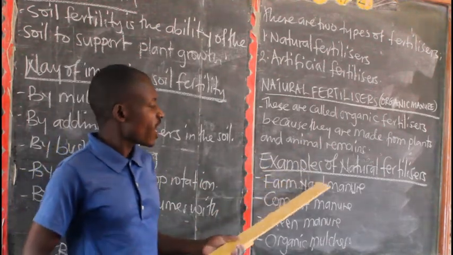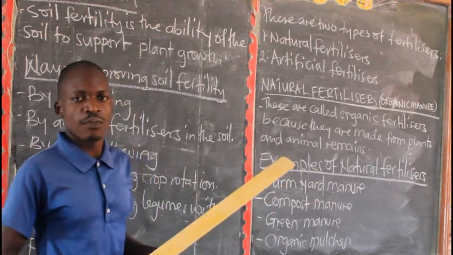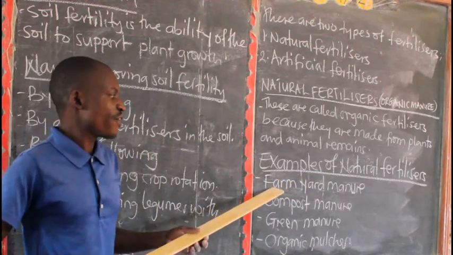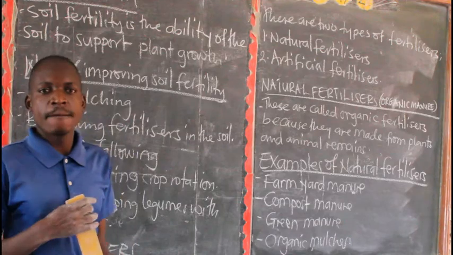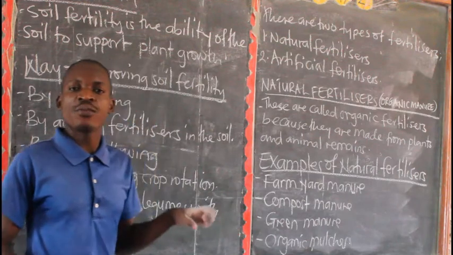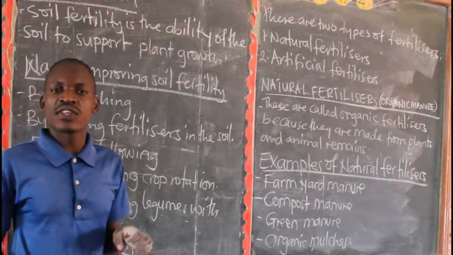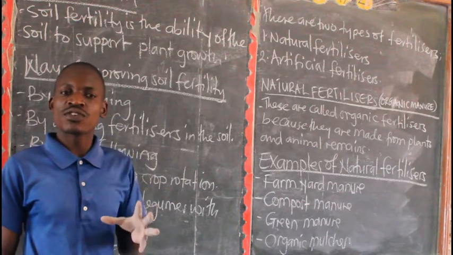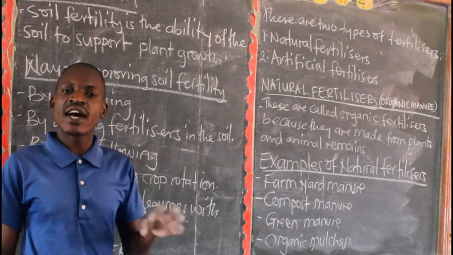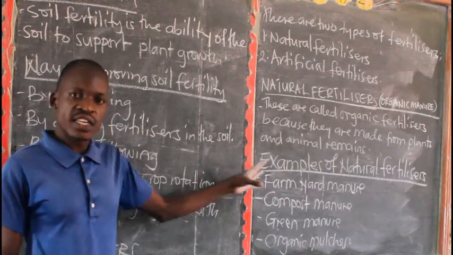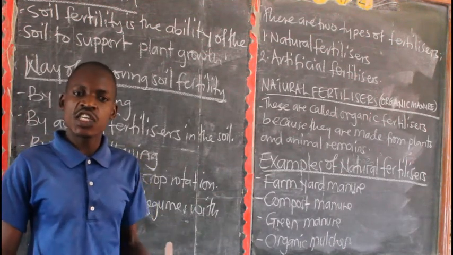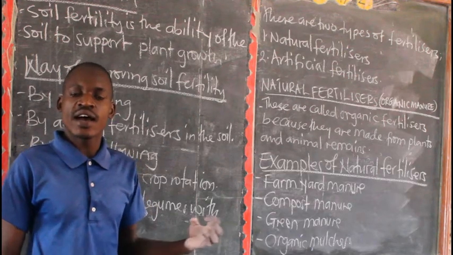So these are some of the examples of natural fertilizers. One, we have what we call farmyard manure. Farmyard manure is the manure we get from animal droppings and urine. When we talk about animal droppings, we look at chicken droppings, animal dung, the cow dung, or the goat's dung, and so on. Then we collect them, we mix with urine, we put them in a pit, we allow them to rot. After rotting, you remove when they are ready and apply it to the garden.